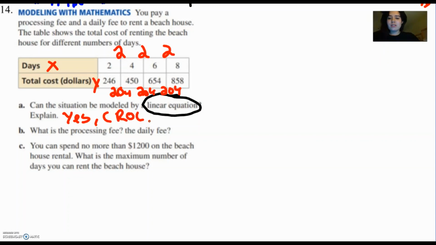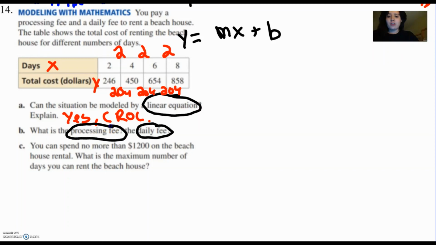So what is the processing fee and what is the daily fee? So the daily fee is how much is being multiplied by our x, right? Because the days is x. So what's being multiplied by x? And then what's that extra processing fee, that unknown? Well, right there we described m is our daily fee, and b is that processing fee that everybody gets charged no matter how many days you go.